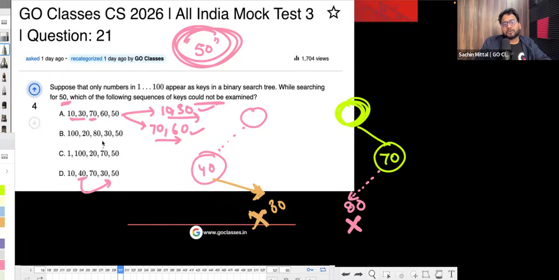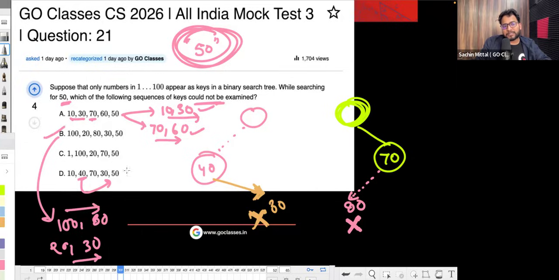So that's how you can solve this question. You just divide the sequence into two parts. One is 100 and 80, another one is 20 and 30. This should be in decreasing order and this should be in increasing order. Yes, that is correct. So B is basically not the answer; B is a possible sequence. What about C?